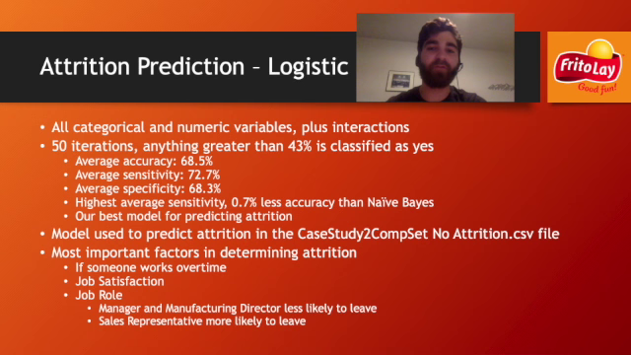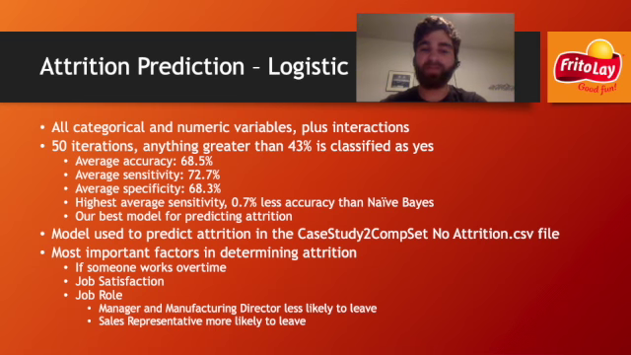Moving on to our final model, the logistic regression model. We put all categorical and numeric variables in there, plus the interactions. This was a lot of variables, so we did a feature selection, backwards selection specifically, and we did 50 iterations of that and classified anything greater than 43% as a yes. We found that the average accuracy was 68.5, average sensitivity was 72.7, and the average specificity was 68.3.